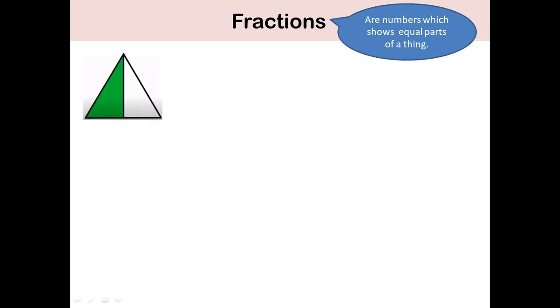So, here is a triangle. See, the triangle has been divided into 2 equal parts, right? So, the question is, what part of the triangle is colored green? See, the triangle has been divided into 2 equal parts, 1, 2. Here I need fractions, right?